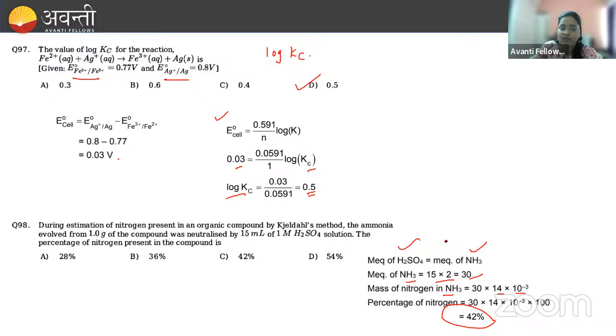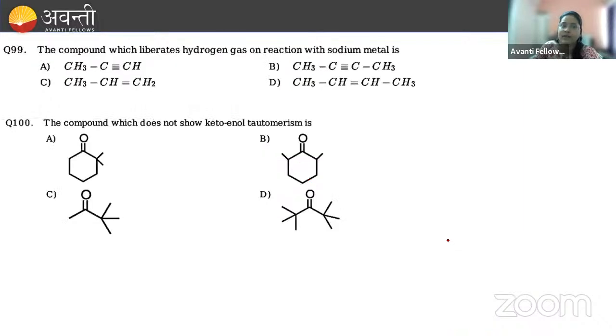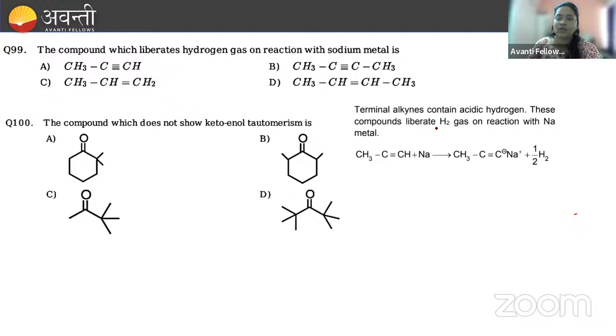Yeah, any doubt? Next problem, very simple. The compound which liberates hydrogen gas on reaction with sodium metal is... So this reaction is very easy reaction. Okay. So terminal alkynes contain acidic hydrogen. These compounds liberate H2 gas on reaction with sodium. So when we have the terminal alkynes, then and then only they are going to liberate the H2.